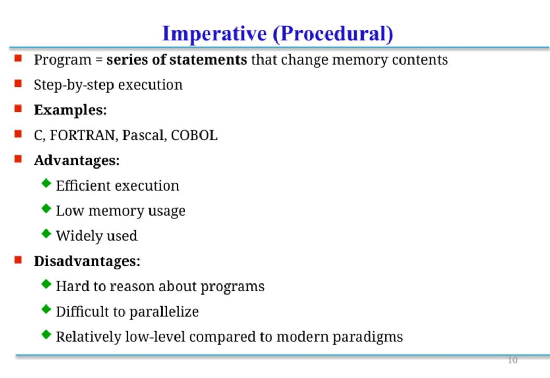Compared to modern programming paradigms, imperative or procedural programming is considered relatively low-level. It gives you fine-grained control over hardware and memory, but that also means you need to manage more details yourself. Overall, this paradigm is what we call imperative or procedural programming. It's all about giving instructions that change memory step by step, which has been a foundational approach in software development.